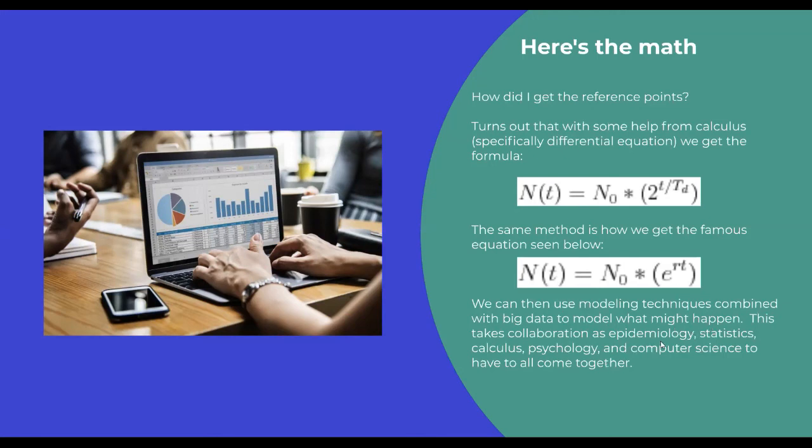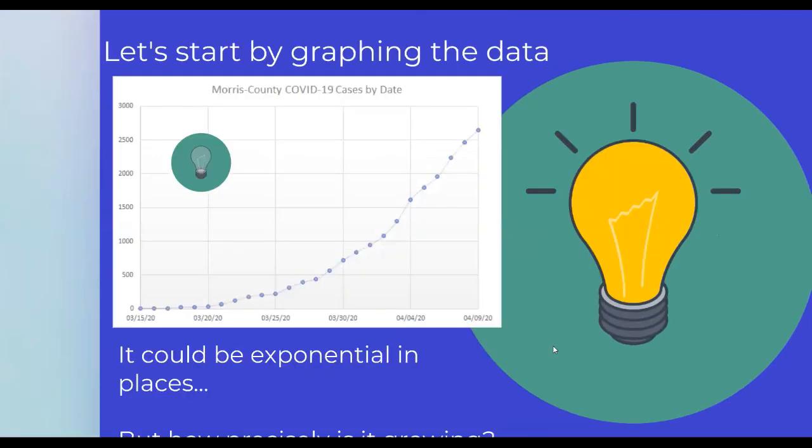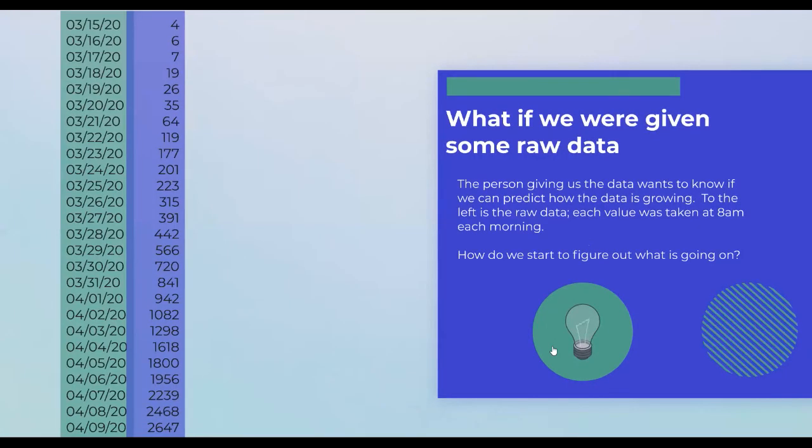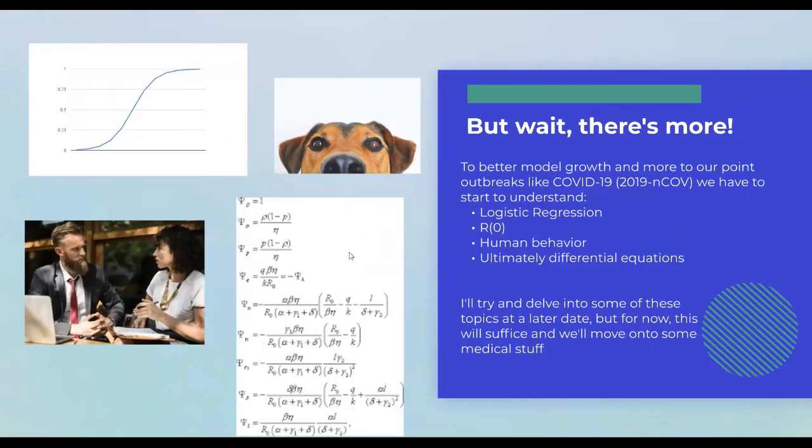And this is a huge collaboration because we need expertise from epidemiology, statistics, calculus, psychology for human behavior, and computer scientists to have it all come together to try to model what's happening. So this is intensely complicated. Some of the basic math is pretty simple, but it gets very complicated when you really try to figure out what's happening in the real world.